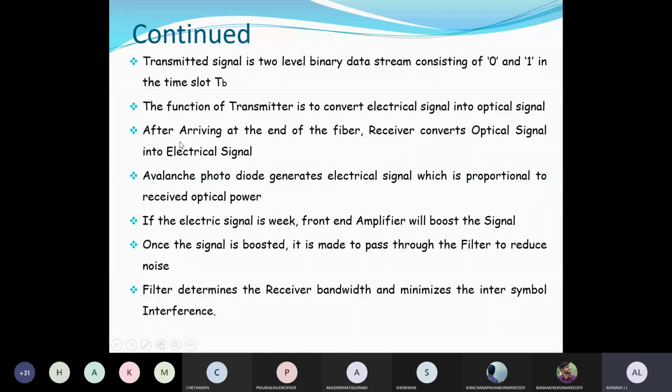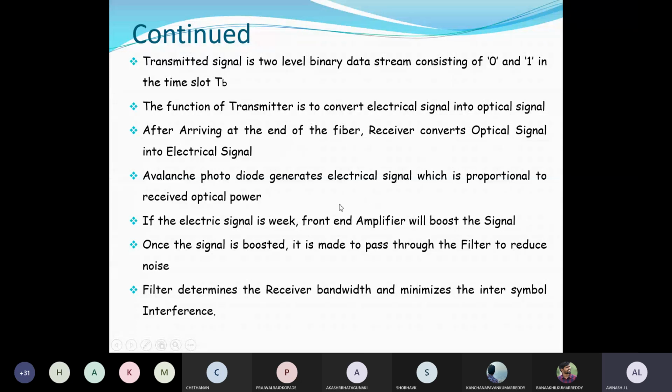So now after understanding the primary explanation, we can see that the avalanche photodiode generates an electrical signal which is proportional to the received optical power. Here we have taken the avalanche photodiode as an example. Instead of avalanche photodiode, any particular photodiode generates the electrical signal which is proportional to the received optical power. That is the one thing.